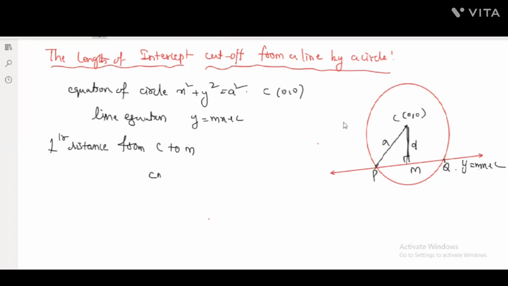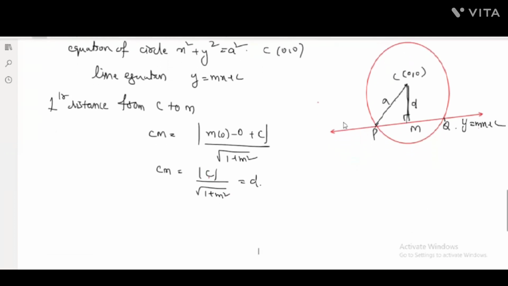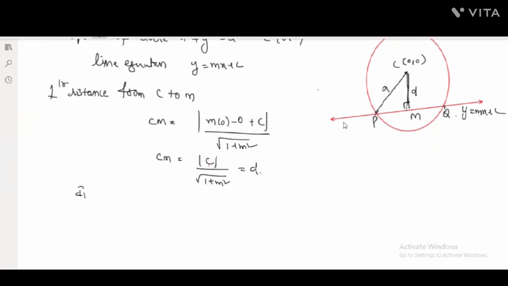So that is CM equals mod of m into 0 minus 0 plus c, by root over 1 plus m square. So CM you will get mod c by root over 1 plus m square. This is nothing but the perpendicular distance. Now if you look at the diagram, here we are getting a right angle triangle. So in triangle CMP, we know that CP square is equal to CM square plus PM square. So from here PM is root over CP square minus CM square.